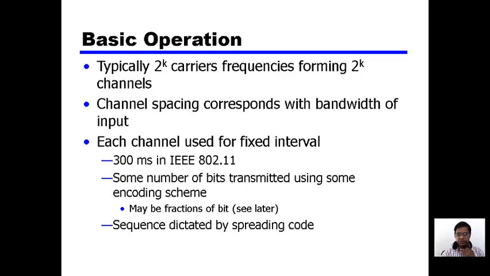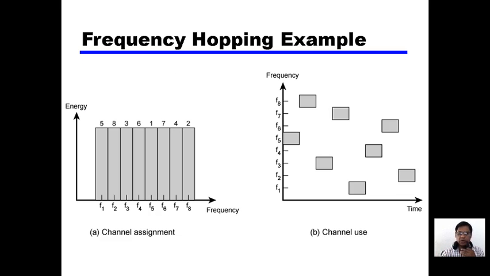So the sequence is dictated by the spreading code. What is a spreading code? The spreading technique maintains the sequence code. You can see the frequency hopping spread spectrum here. See how many channels we have? We have 8 channels.